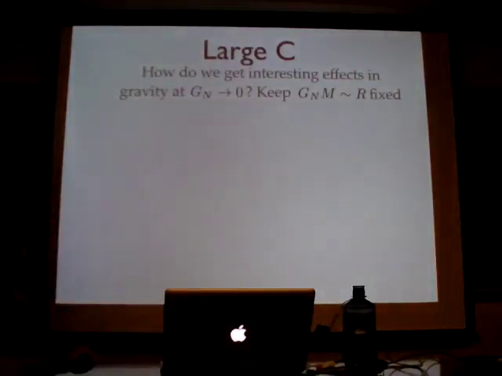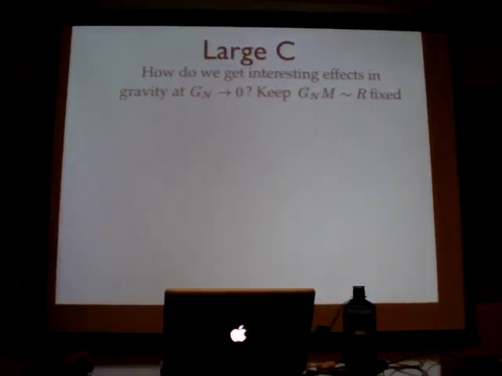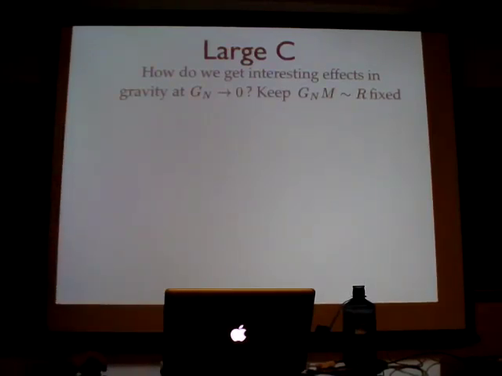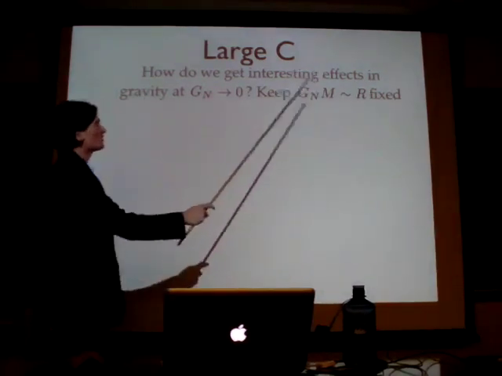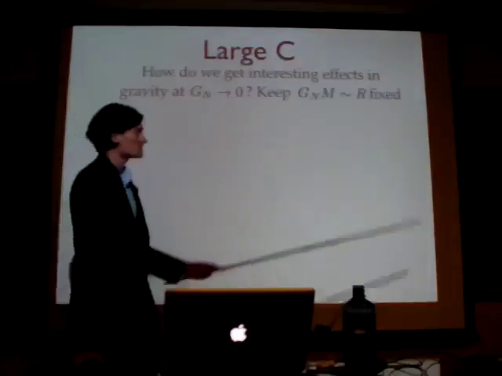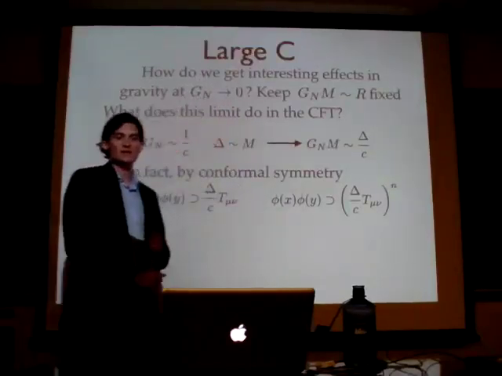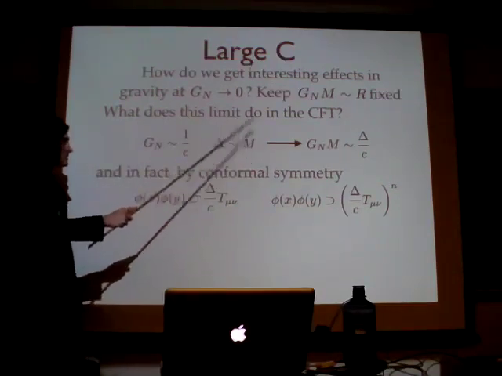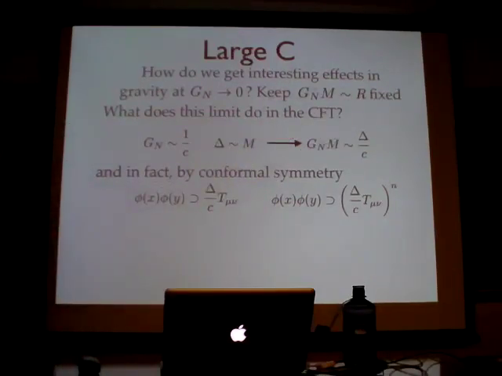All right. So you may worry, taking G Newton to be very tiny, haven't I turned off all interesting gravity effects? Well, we all know how to get large gravitational effects when gravity is very weak. You just take a gigantic mass. So we want to take G Newton to 0 with G Newton times the mass fixed. This is like the Schwarzschild radius is fixed. So what does this limit correspond to in the CFT? G Newton is like 1 over the central charge. I told you dimensions are energies, or in this case masses. So taking their product fixed corresponds to taking dimension over c fixed.